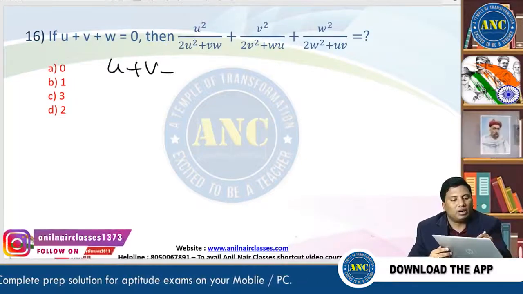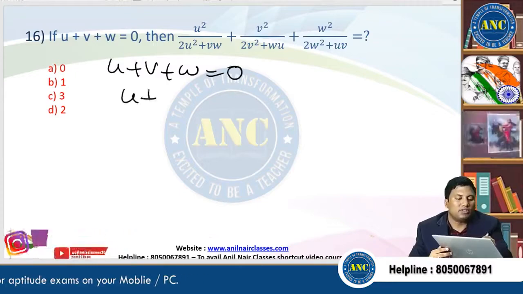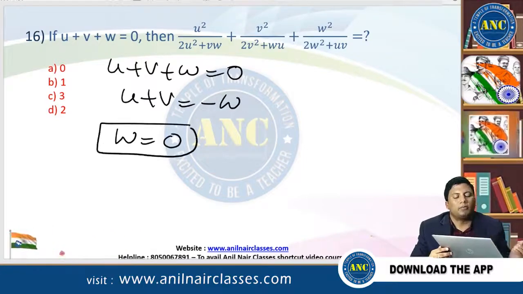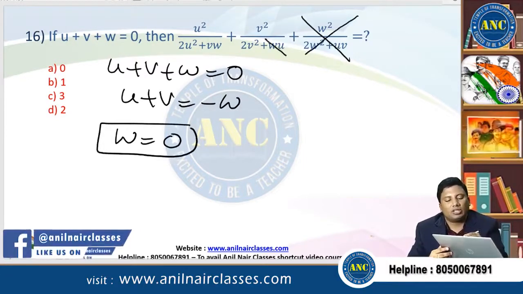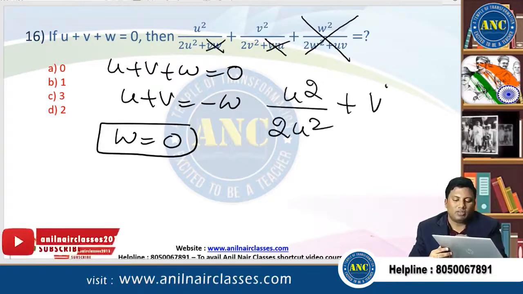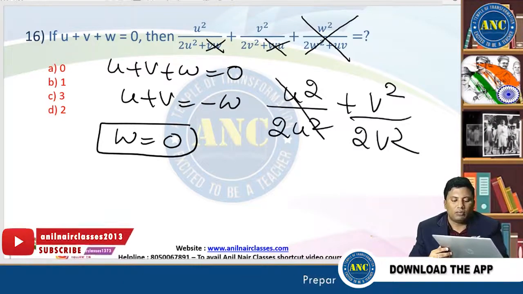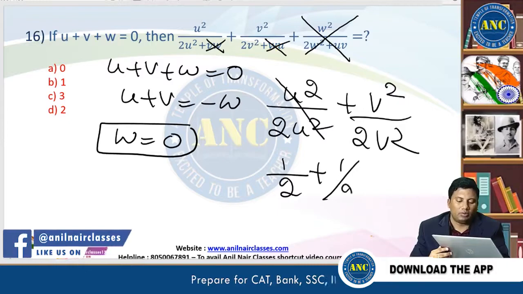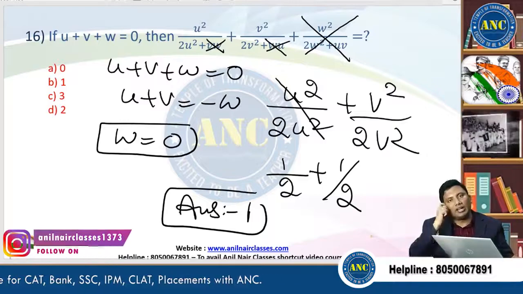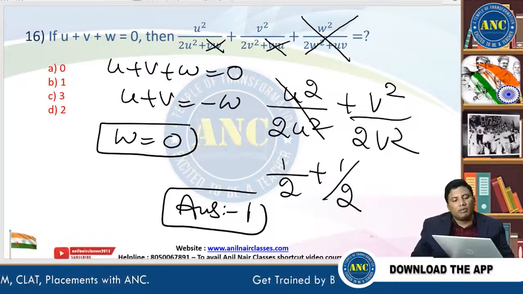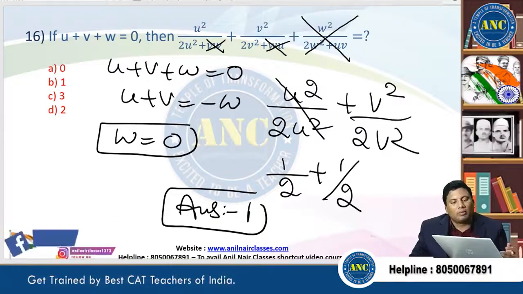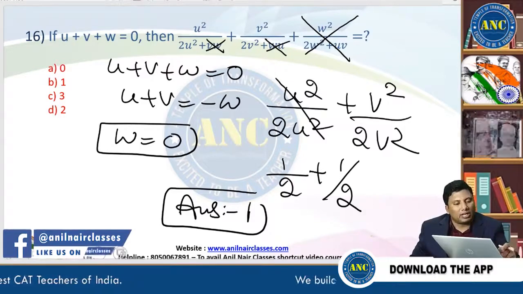U plus V plus W is equivalent to 0. U plus V is nothing but minus W. W is nothing but 0. Make dependent variable 0. This is out, these out, these out. U square by 2U square plus V square by 2V square. 1 by 2 plus 1 by 2. Answer for this question is nothing but 1. Idea clear? Make dependent variable 0. Make W 0. Make W 0 means W square by anything out, we out and VW out. I hope it is clear. Next.